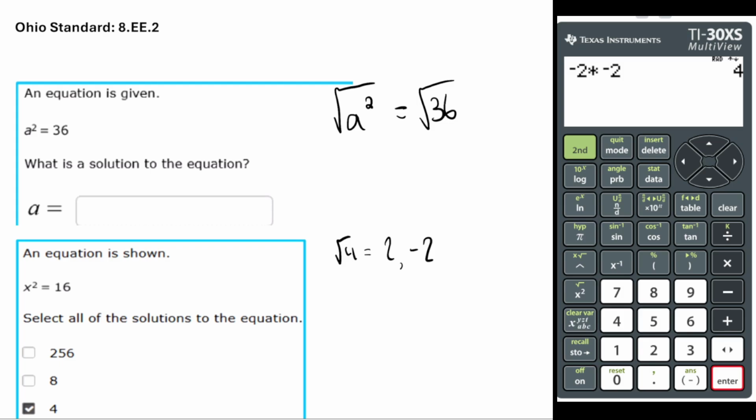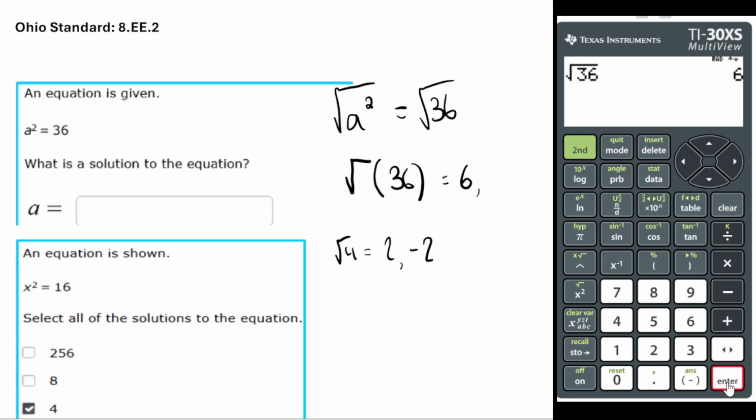So, in our first question, the equation is given a squared equals 36. What is the solution to this equation? So here's how you're going to do this on the calculator. You're going to clear it out. You're going to hit second and the x squared button right here. If you are on this calculator, TI-30XS, it'll bring up this. If you're on one of my TI-30s, you'll get something on your screen that looks like this. And you're going to type in 36. Close the parentheses, 36, and hit enter. And it tells you it is 6.